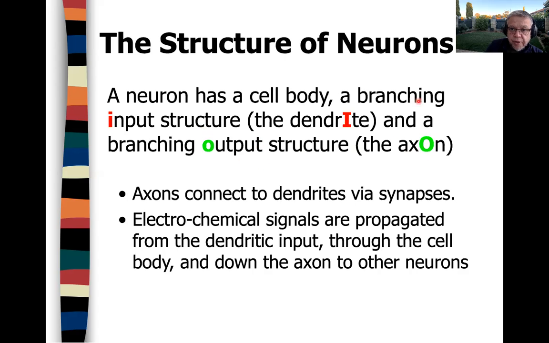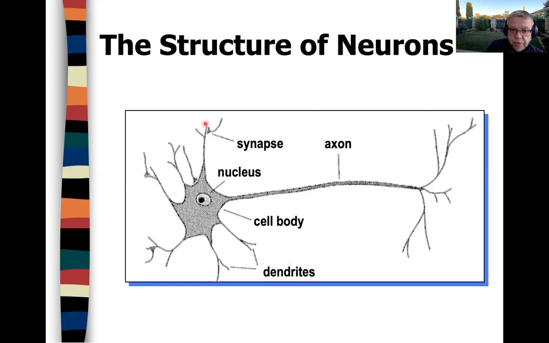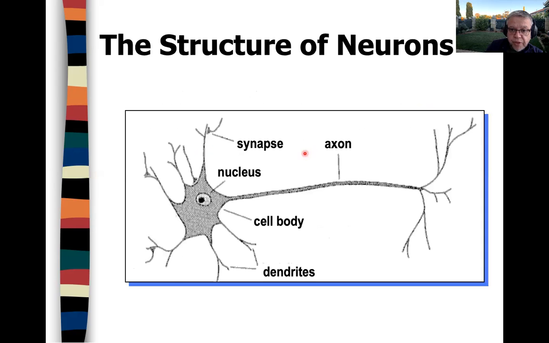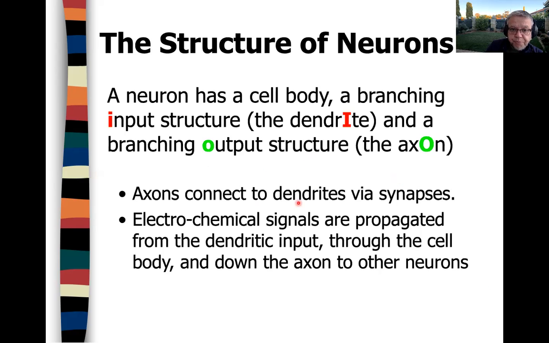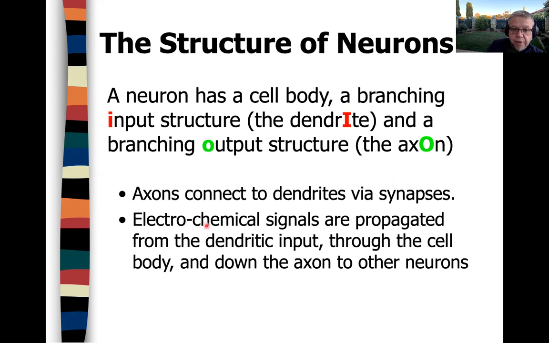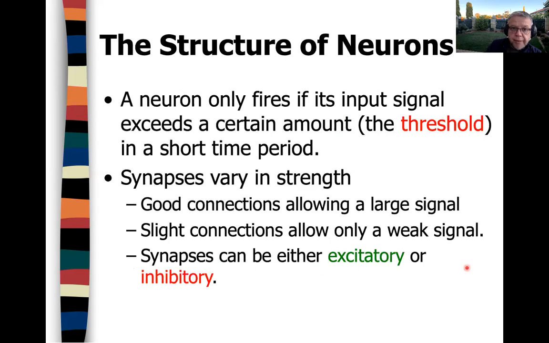So it has a branching input structure, the dendrite. And this is your dendrite. And then a branching output structure, which is the axon. This is your output. And the axon connects to dendrites via synapses. So this is how the connection is made at the synaptic level. And at the synapses, electrochemical signals are propagated from the dendritic input through the cell body and down the axon to other neurons, okay?